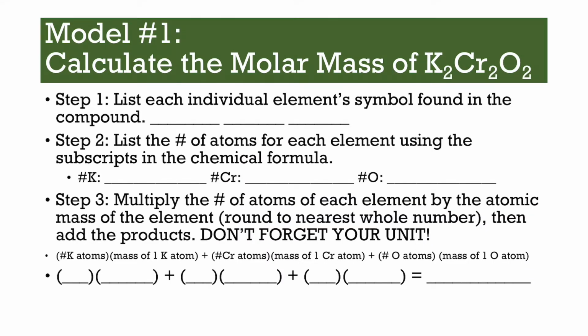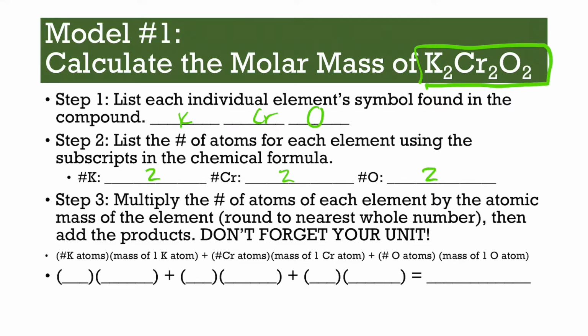So, calculating molar mass, it is actually fairly simple. Let's get into this. So step 1 is list the individual elements, symbols found in the compound. So this is the compound we're going to be working with. We have K, we have Cr, we have O. Step 2 is figure out, well, how many of each do you have? We have 2 Ks, we have 2 Crs, and we have 2 Os.